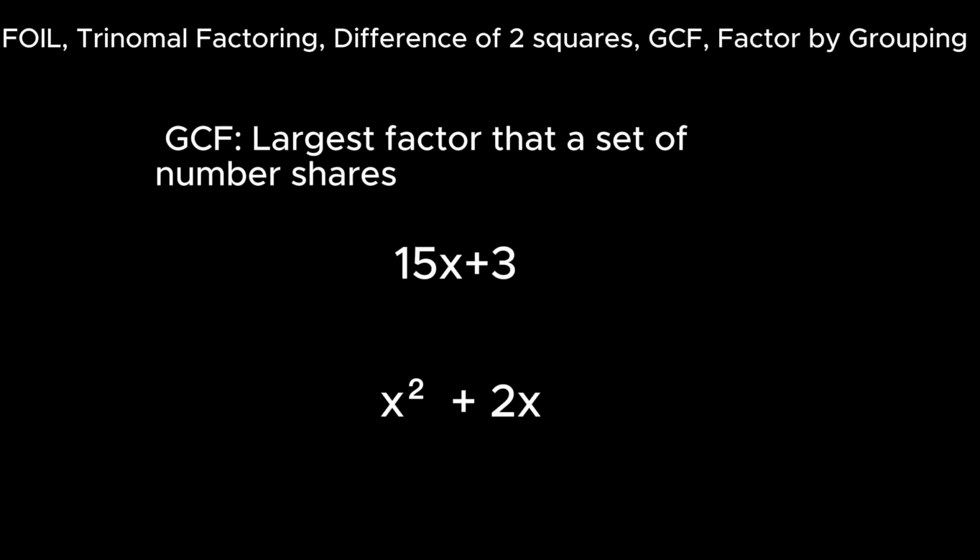Now we're going to talk about how to factor by taking out the GCF. So the GCF is the largest factor that a set of numbers shares. And before we get into taking out the GCF in a trinomial, let's do some practice problems. So 15x plus 3. What do these two things have in common? They both share a greatest common factor of 3. So you can factor out the 3.